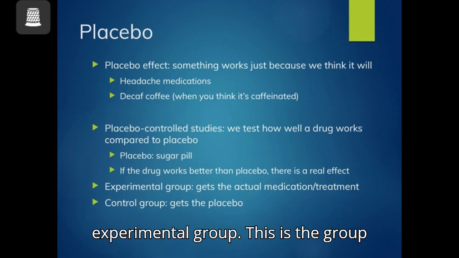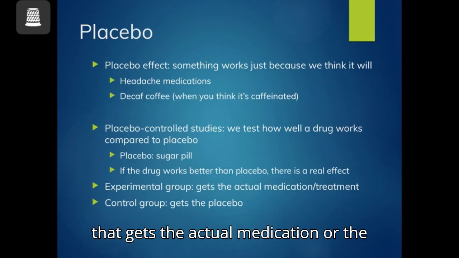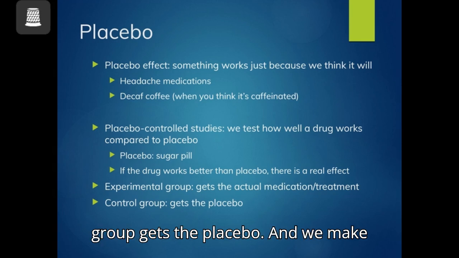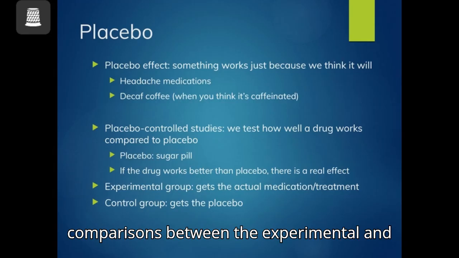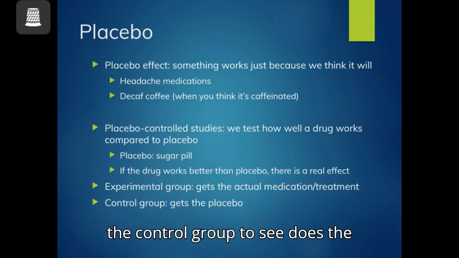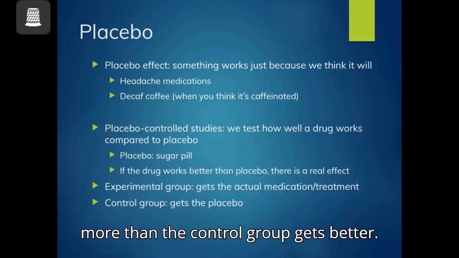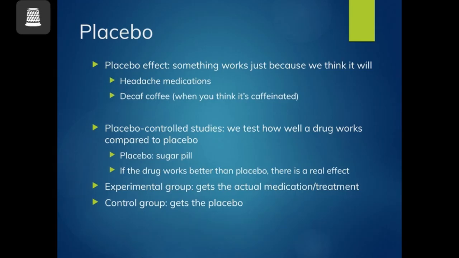When we do placebo controlled studies, we have two different groups. We have our experimental group. This is the group that gets the actual medication or the actual treatment. And then the control group gets the placebo. And we make comparisons between the experimental and the control group to see, does the experimental group get better more than the control group gets better?